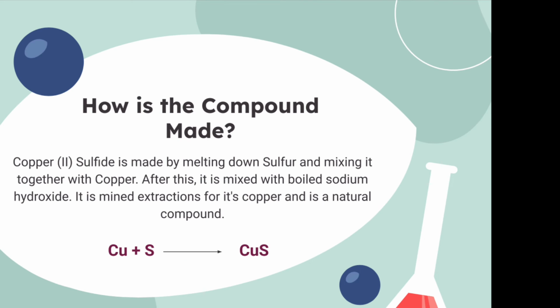How is the compound made? Copper 2 sulfide is made by melting down sulfur and mixing it together with copper. After this, it is mixed and boiled with sodium hydroxide. It is also mined and extracted for its copper, and it is also a natural compound. So there's the balanced equation.